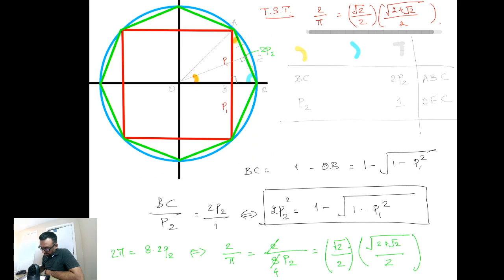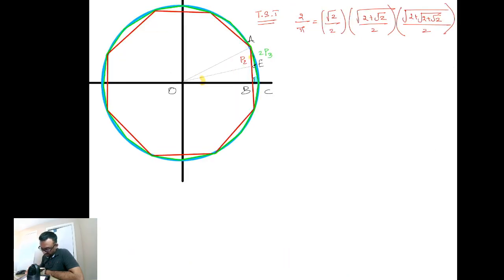If I repeat the picture from here, you will again get BC divided, instead of P2, you will have P3. And now BC, instead of 1 minus root of 1 minus P1 square, you will have it as 1 minus the root of 1 minus P2 square. So it's going to be almost an identical story. So from here, what you will get would be something like 2 times of P3 square should be equal to 1 minus of root of 1 minus of P2 square.